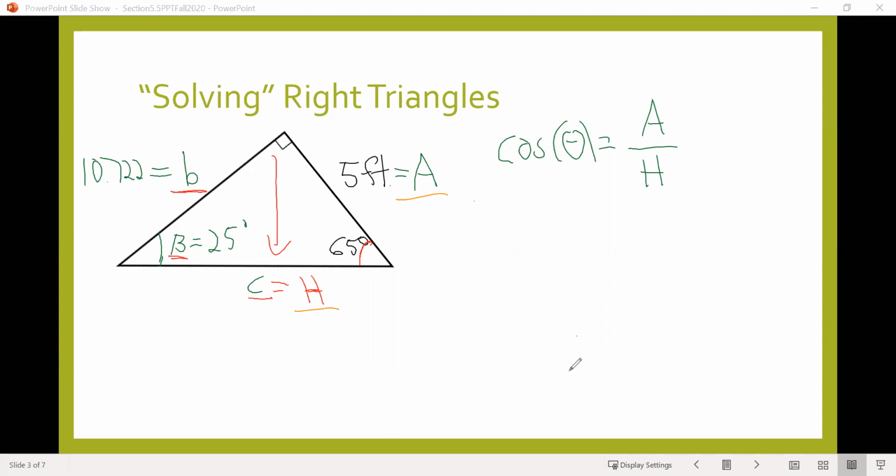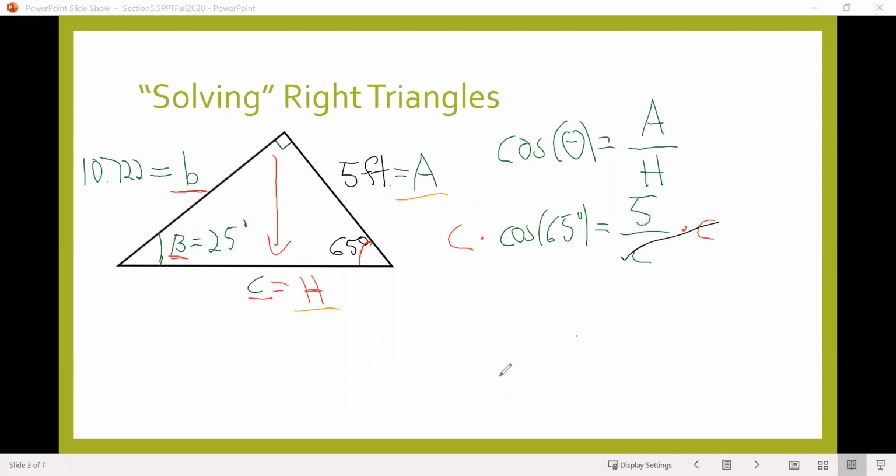Again, plug in the information we're given. Cosine of 65 degrees equals the length of the adjacent side, which is 5, over the length of the hypotenuse, which we're calling c. Now we need to solve for c. This is a little different than the last one because the variable we're trying to find is in the denominator. However, we are confident, strong mathematicians, and we can deal with this. The first thing we're going to do is get that c out of the denominator, which we can do by multiplying by c on both sides.